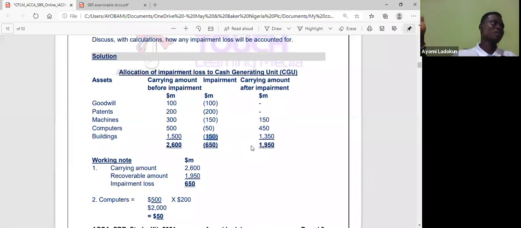Any concern? And that's the end of impairment. Any other concern? Any concern for me? There's no concern, Abby. We move straight to the next standard, IFRS 5. Okay, IFRS 5.